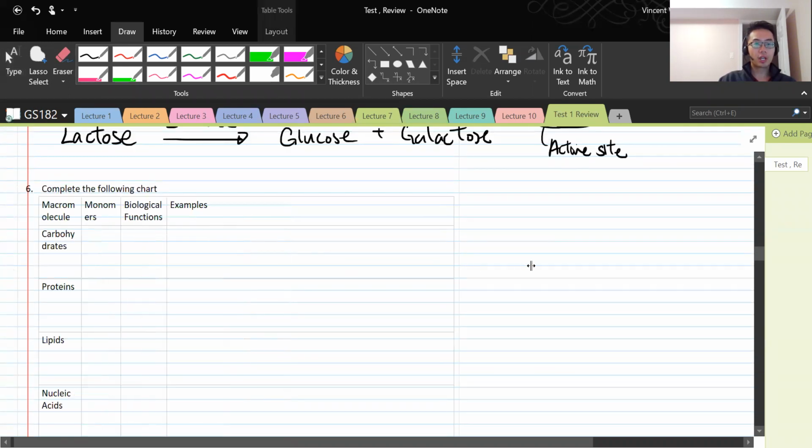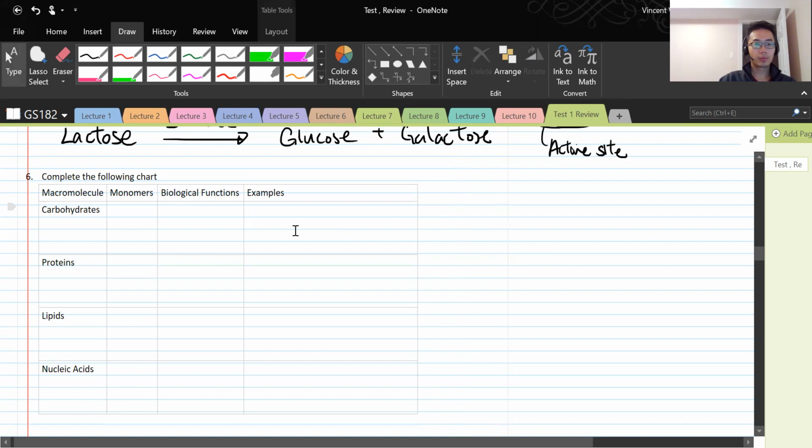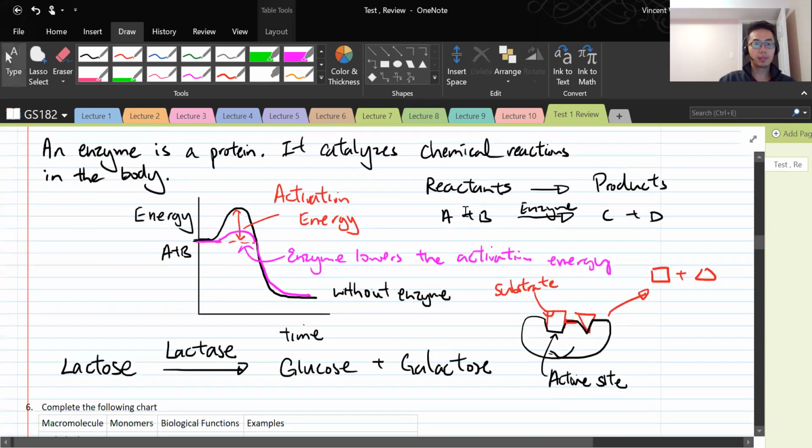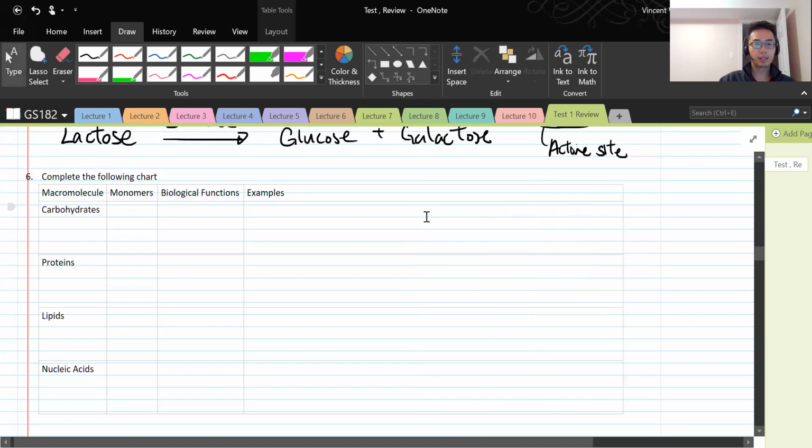Complete the following chart. Okay, we'll see how this goes. I don't know why it's not working. Can I make it bigger now? Okay, there we go.